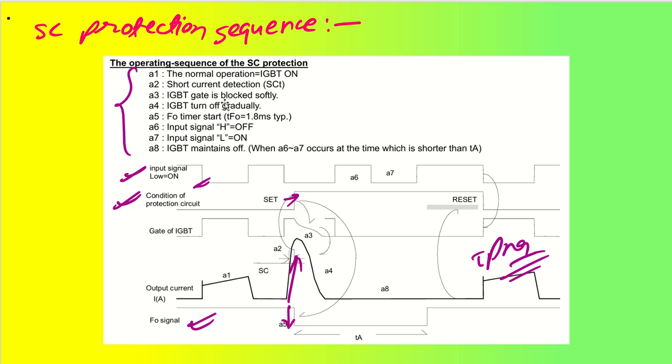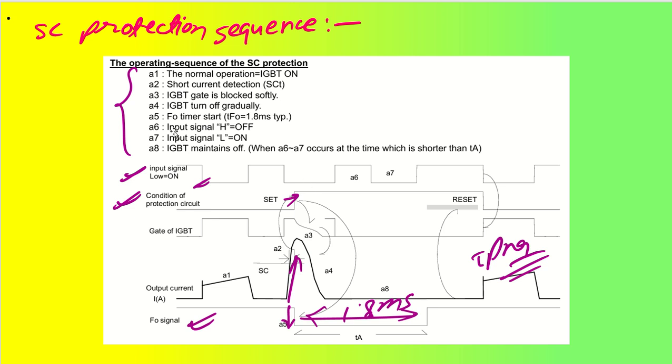A3 is where the IGBT gets blocked softly. So the IGBT is in A3 mode, which is going to get blocked. So slowly we are going to switch off this particular IGBT. Now A4 is the point where the IGBT turns off gradually. So you can see A4 is the place where the IGBT is getting turned off, and my A5 is the term which is going to give you the fault output signal, which is typically taking a time of 1.8 milliseconds. So from here to here, the TA timing is 1.8 milliseconds total.